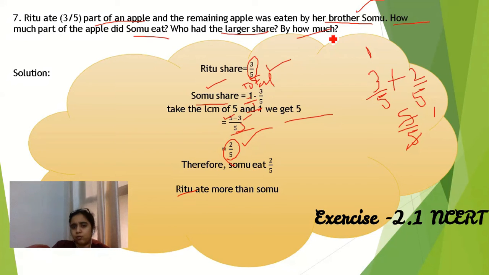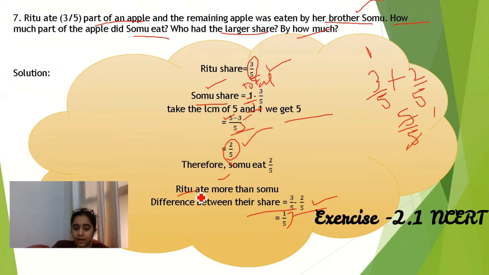But we have to find out how much. In order to find out how much more Ritu ate than Somu, we have to subtract these numbers. So the difference between their shares is 3/5 minus 2/5, and if the denominator values are the same, we just subtract the numerators. So 3 minus 2 is 1. In this type of condition, we do not require the LCM of the denominators. So Ritu ate more than Somu by 1/5. Ritu ate 1/5 more than Somu.